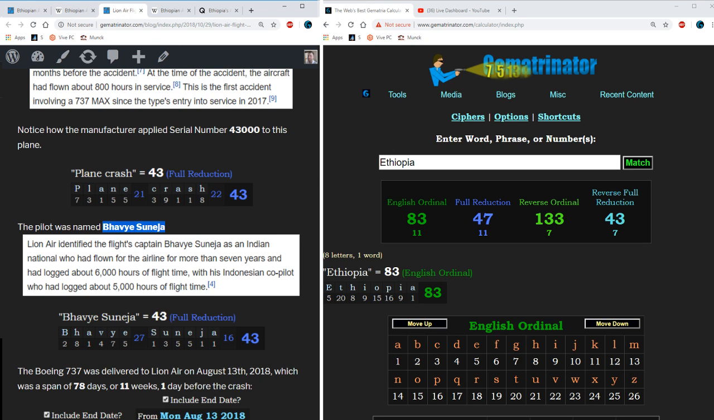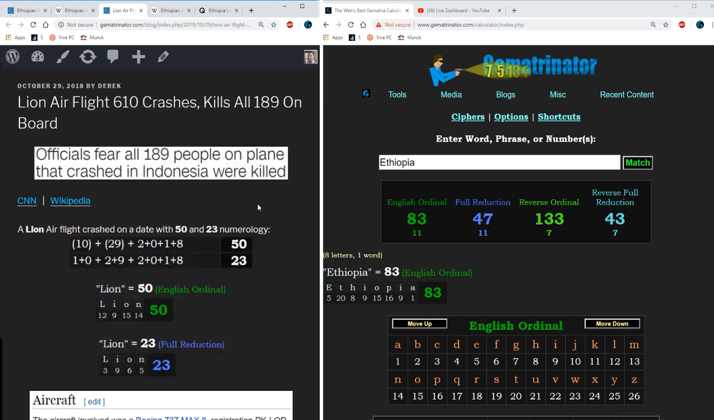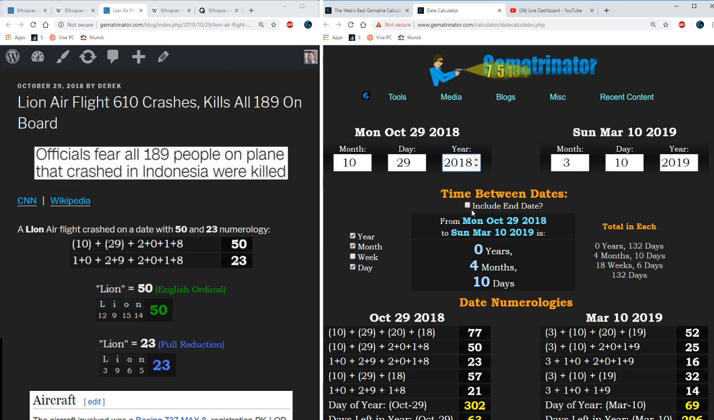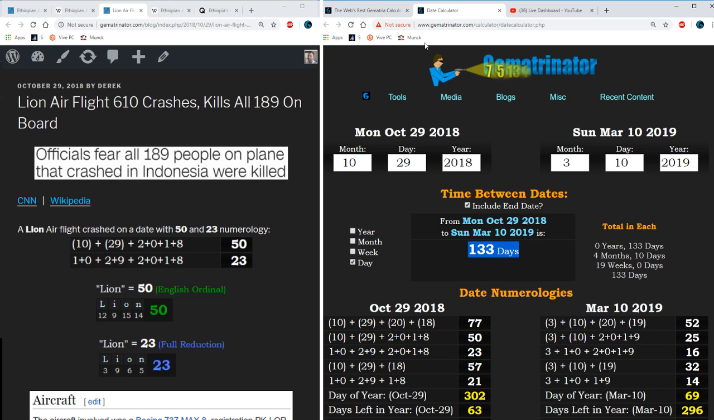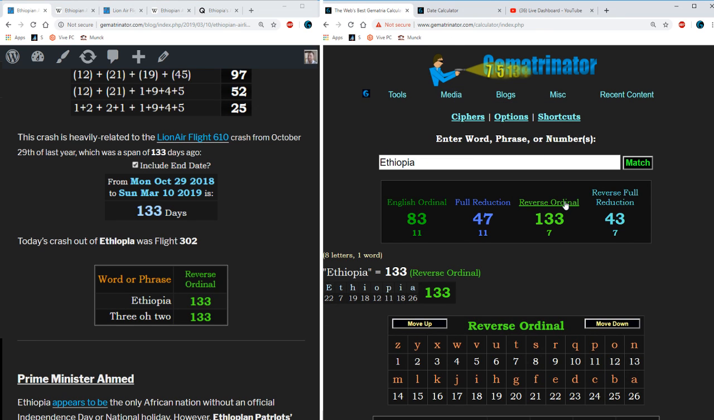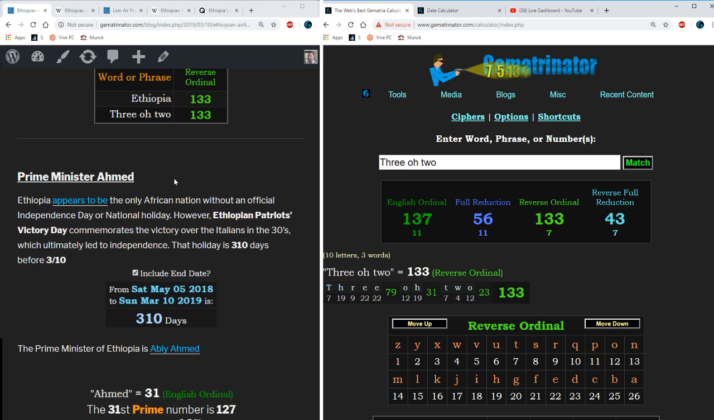Now, if we measure from this last significant plane crash, the one that occurred in Indonesia in October of 2018, measuring to the date of this crash, we find it's 133 days later. And using the reverse alphabetic order, the word Ethiopia equals 133. And it was flight 302. 302 sums to 133 in the reverse order as well.